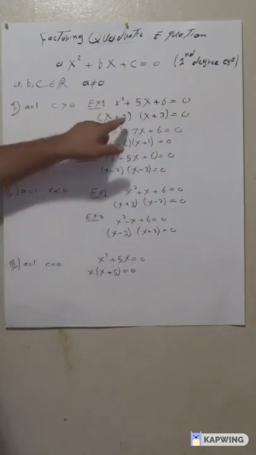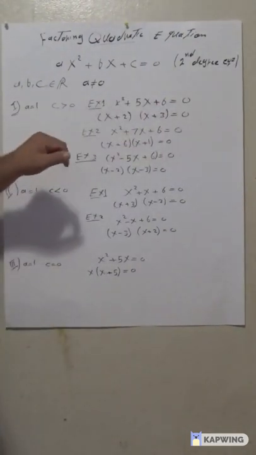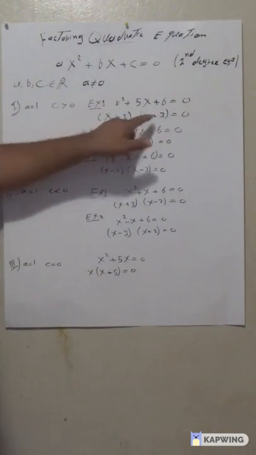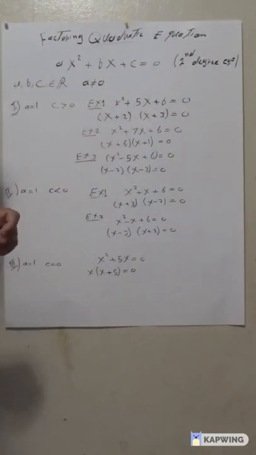If I want to double check, x times x is x squared, 2 times 3 is 6. If I check the cross terms, x times 3 is 3x, 2 times x is 2x, 3x plus 2x equals 5x.